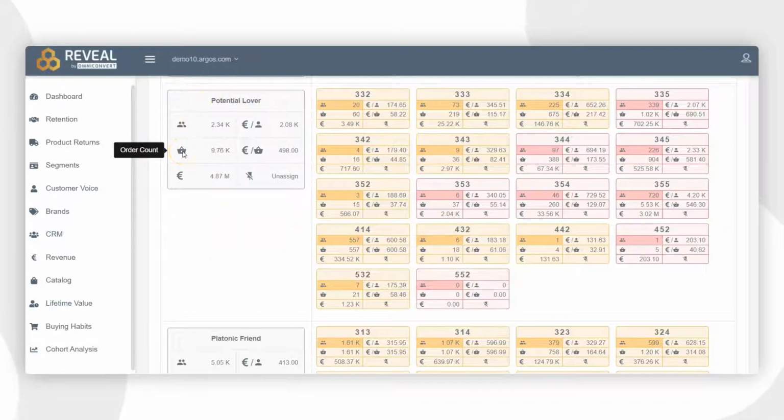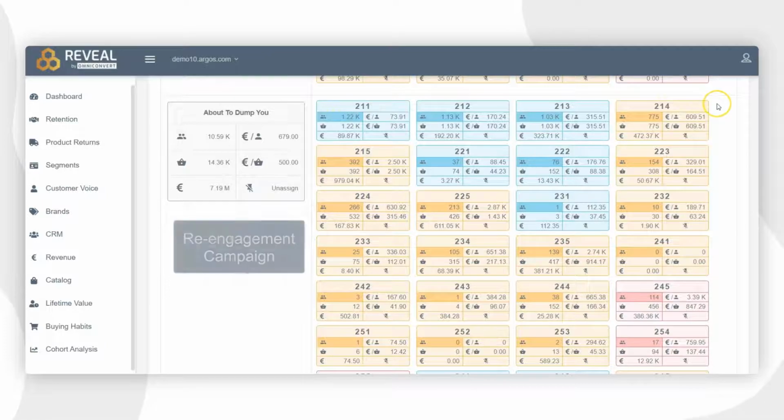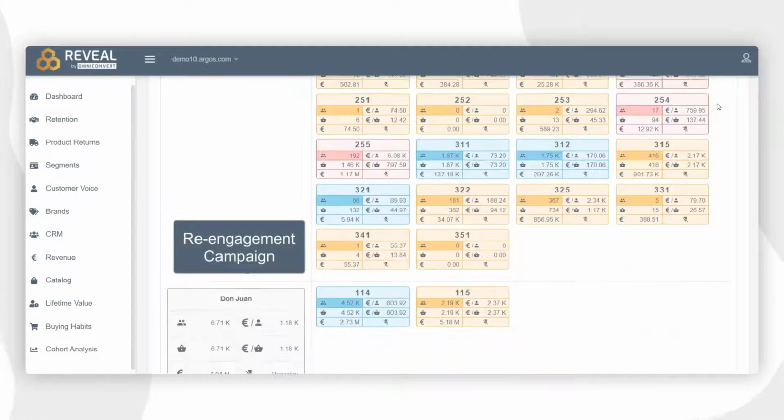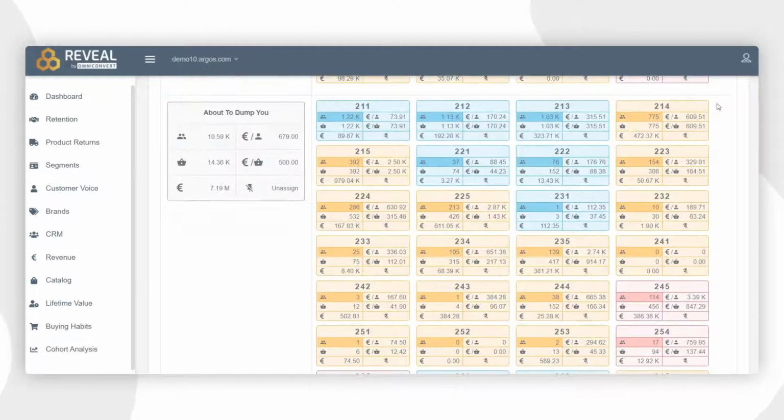The about to dump you customers, recency of 2 to 3, frequency of 1 to 5, and monetary value of 1 to 5 are disengaging from you. So you can think about a re-engagement campaign that would bring them back on your website, like sending them a personalized email, asking what happened that made them stop buying from you. These RFM groups you will discover are the key of you understanding how knowing and monitoring your customer value can help your shop grow.